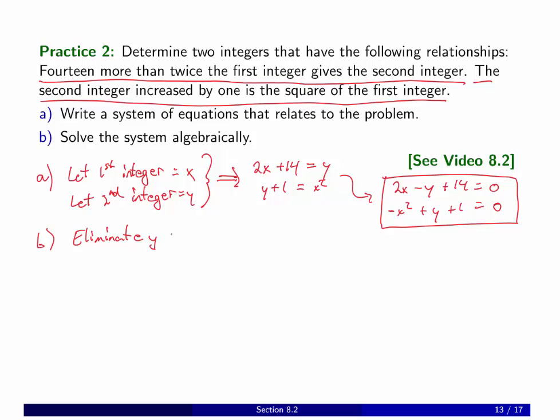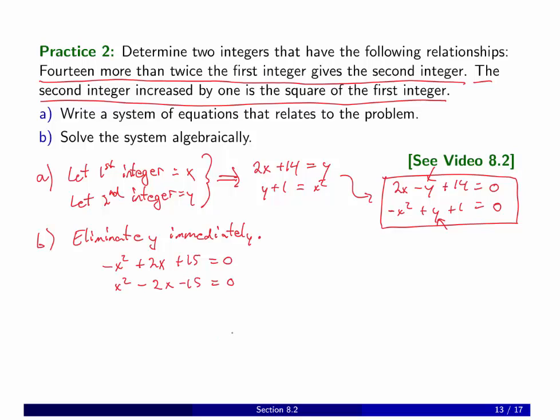Eliminate y immediately. Because we have negative y here, and we have positive y. So if we add these two, right away we're going to be left with negative x squared plus 2x. The y's will cancel out, and you're going to be left with plus 15 equals 0. Divide everything by negative to make this a positive x squared term.